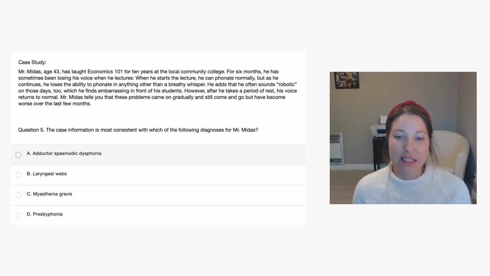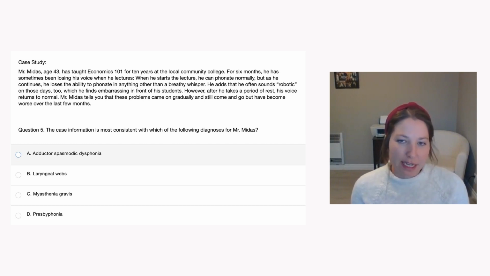The last sentence in this question: the case information is most consistent with which of the following diagnoses. So now we know we're looking for the correct diagnosis. We're not interested in treatment planning, and we're not interested in maybe some assessments we would give him. We just are looking for the diagnosis. So when you start reading these longer scenarios, make sure you're reading very carefully and really picking out what the scenario is telling you. Don't add anything, don't assume anything about the scenario, especially with these diagnoses questions.